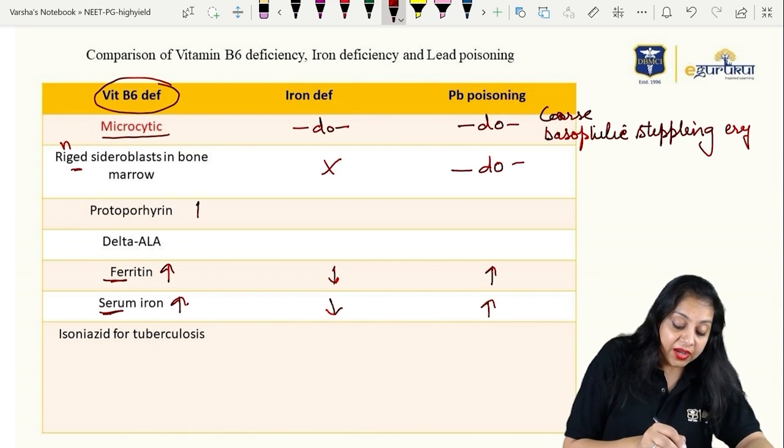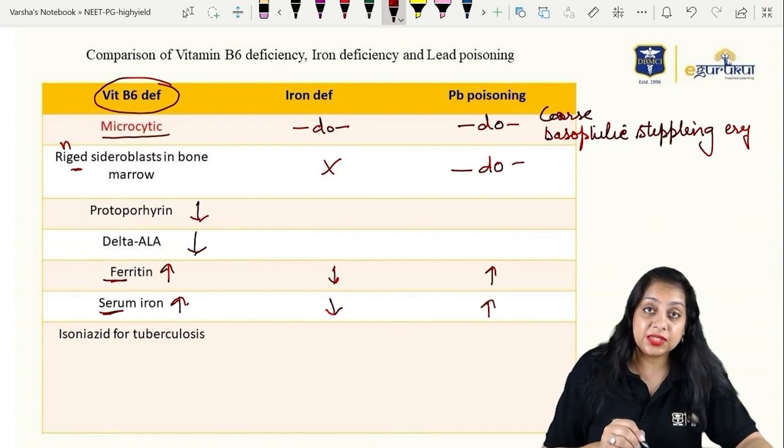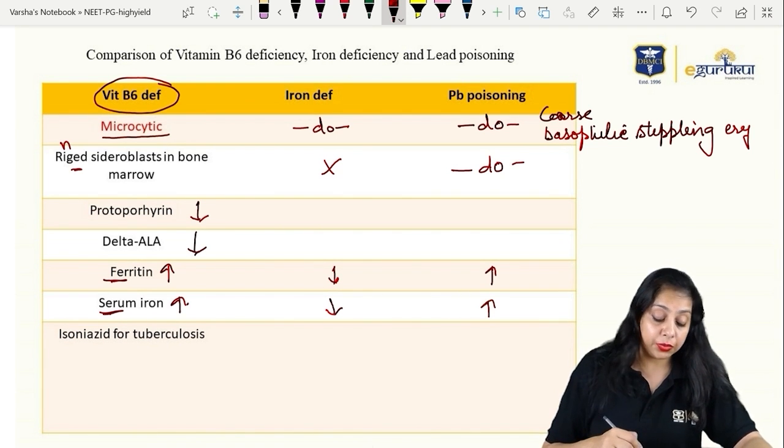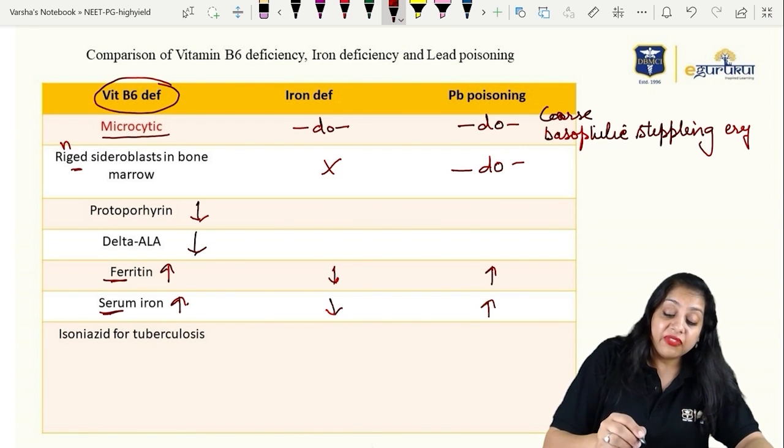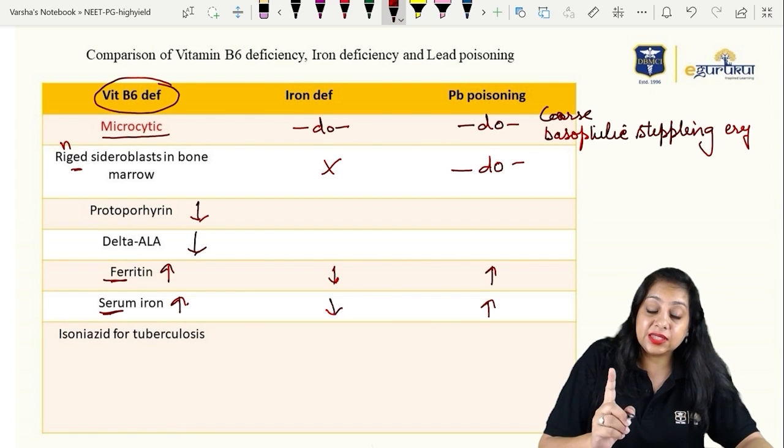The protoporphyrin levels in vitamin B6 deficiency will be low. Why? Because the first enzyme is not working, so the rest of the products will not be formed. The heme products will not be formed. Whereas in lead poisoning, the affected step is the second one.